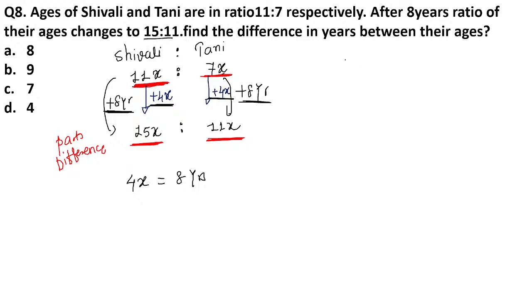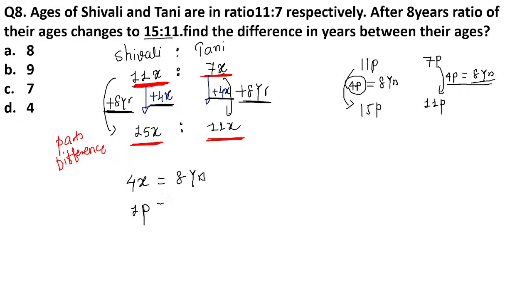Please tell me, everyone. First of all, Shivali's age was 11 parts. It changed to 15 parts. How much increment is there? Increment of 4 parts. And these 4 parts have increased in how many years? 8 years. So 4 parts is equal to 8 years. Can I write this? Similarly, Tani's age also moved from 7 parts to 11 parts. Here also the increment is of 4 parts only. Can I write this 4 parts is equal to 8 years, students? Yes. Okay. So if 4 parts is equal to 8 years, what is the value of 1 part? The value of 1 part will be 2 years.